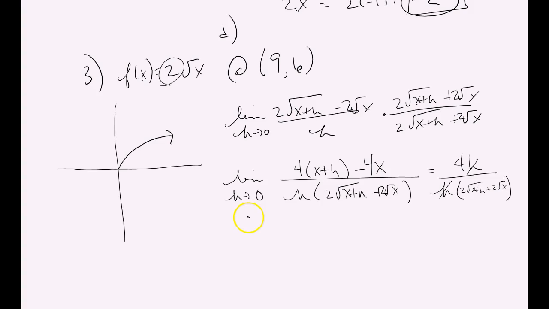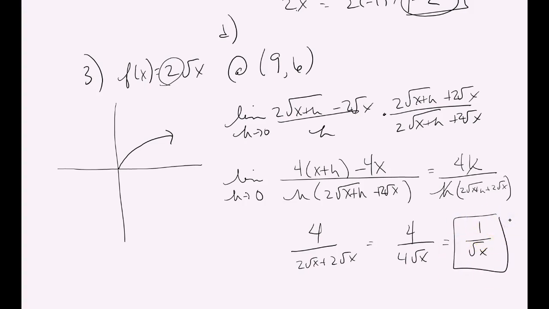Cool. Now I take the limit as h goes to 0, and I'm going to get 4 over 2 root x plus 2 root x, which is 4 over 4 root x, which is 1 over root x. Did we all get that? I certainly hope so, because that's what I'm getting. So hopefully that works out. All right. So this is my slope equation. Now part C, we plug in the x that they gave us. So it's a 9. And when I plug in a 9, I'm going to get 1/3.